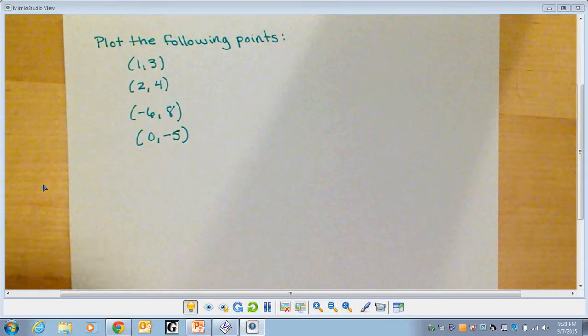I'm presented with the following situation. I'm asked to plot the following 4 points. Now, when I look at my piece of paper, there's absolutely nothing there. It's just blank paper, and I'm asked to plot these points. So the question arises, how do I show where these points are located?